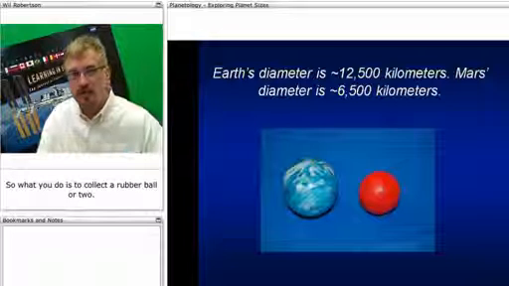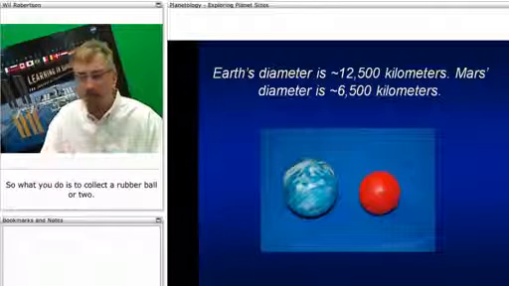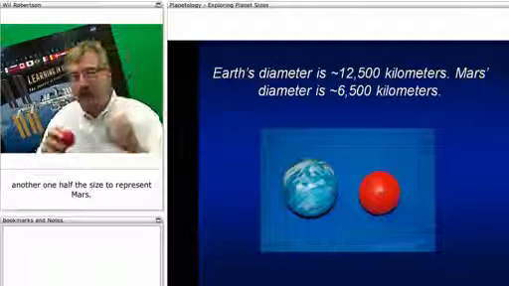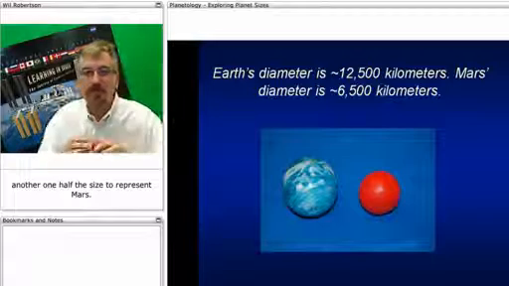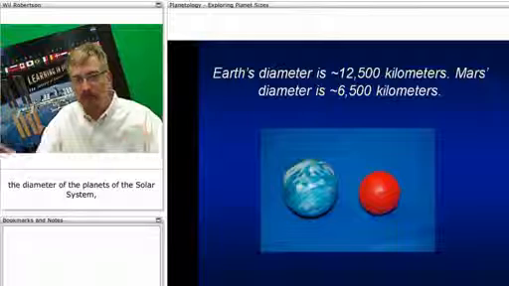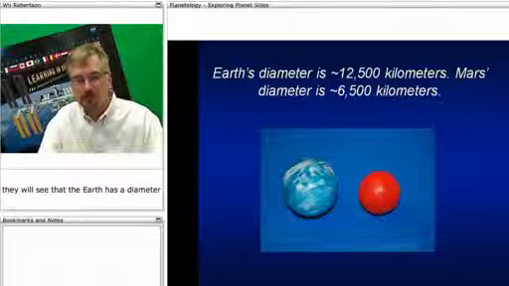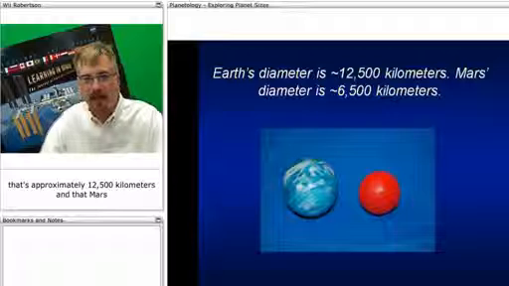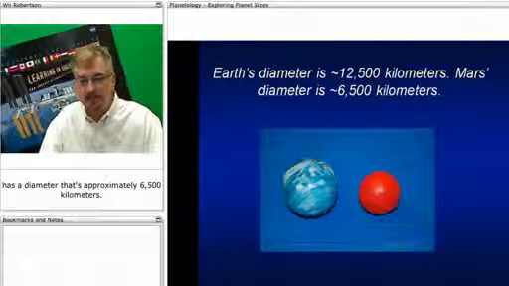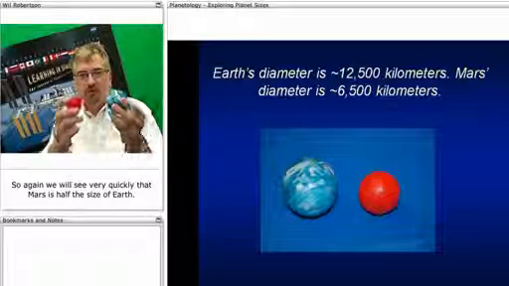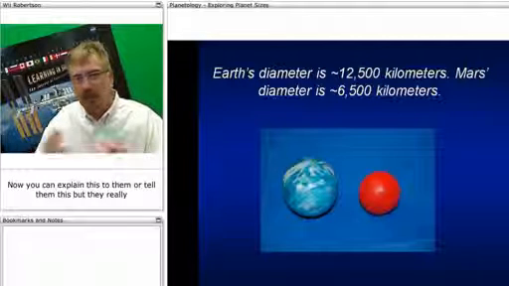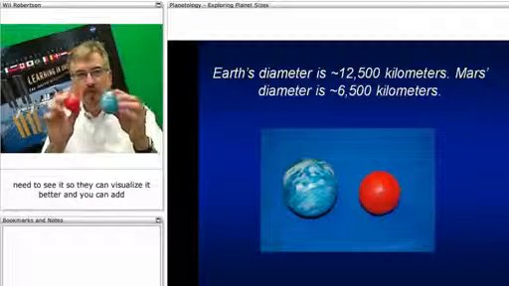What you do is collect a rubber ball or two, preferably one that's blue to represent the Earth, and another one half the size to represent Mars. If you have your students find the diameter of the planets of the solar system, they will see that the Earth has a diameter of approximately 12,500 kilometers, and that Mars has a diameter of approximately 6,500 kilometers. So you will see very quickly that Mars is half the size of the Earth. You can explain this to them, but they really need to see it so they can visualize it better.